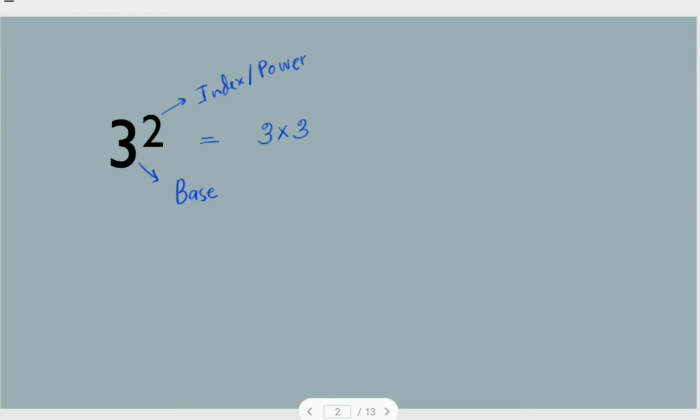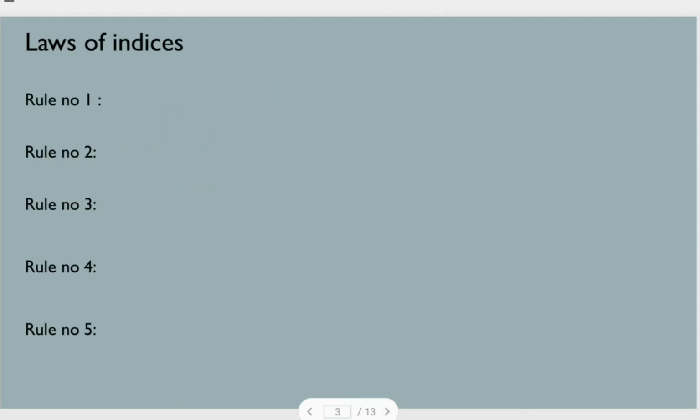So let's take another example. Let's take 2 to the power 3. It means that 2 times 2 times 2. Alright, with that, let's move to the laws of indices.